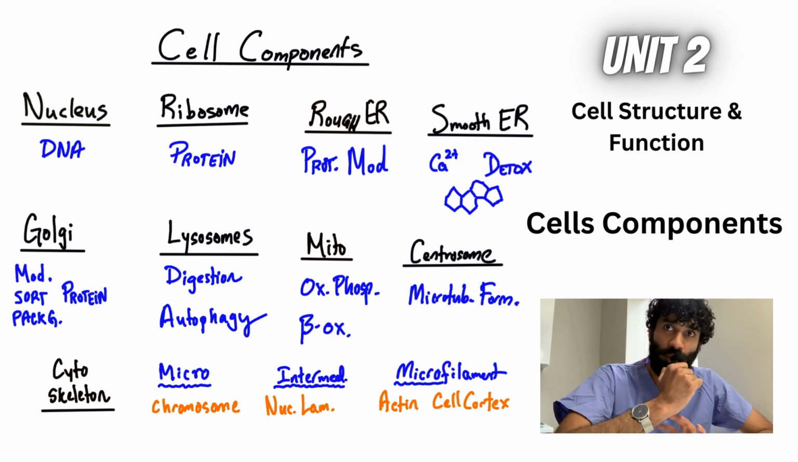Plants don't have centrosomes and centrioles, but they do have mitochondria and chloroplasts because they are involved in cellular respiration and photosynthesis. And lastly, prokaryotic cells don't have membrane-bound organelles, but they do have ribosomes because they need to make protein.